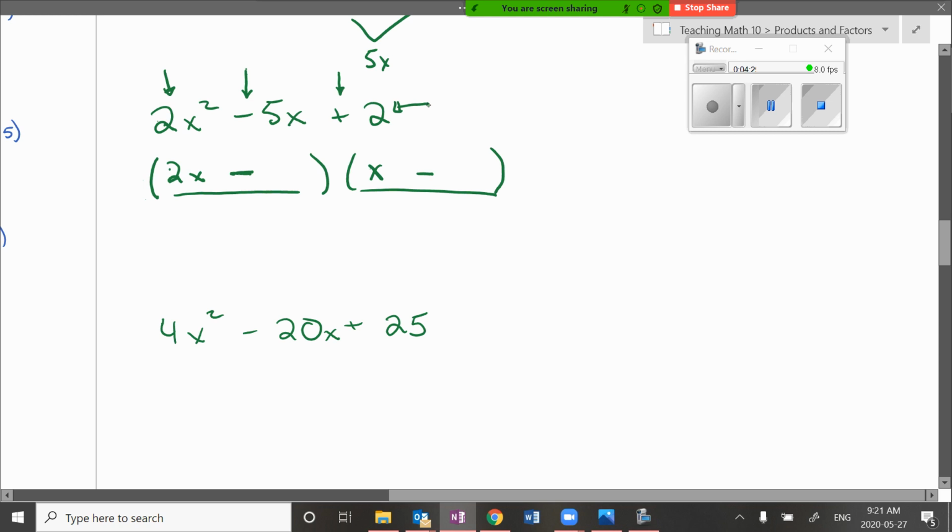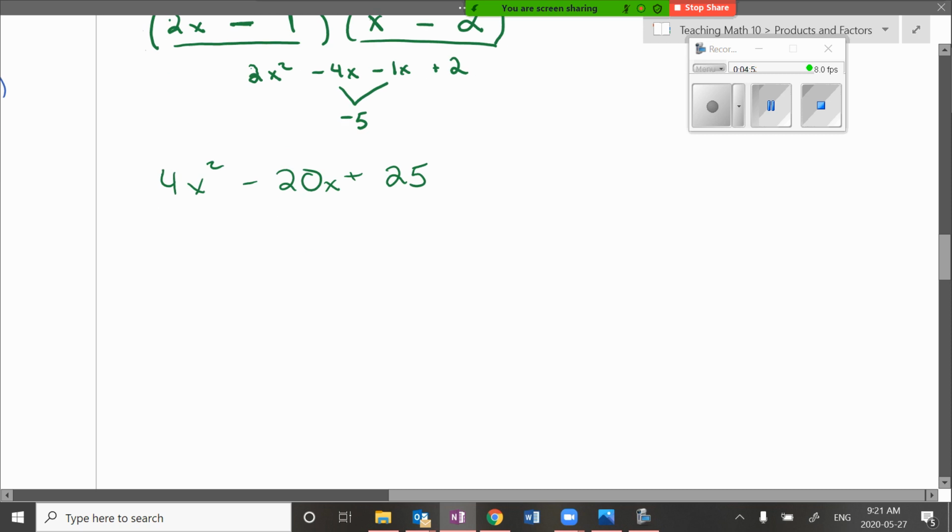So now I have to think about the ways to get that. Well, I have to get up to 5x's. So I probably want to go 2 times 2 and have a 1 here. So now let's do FOIL. So first I get my 2x squared. Outer, I get minus 4x. Inner, minus 1x. Last, I get my 2. Minus 4 and minus 1 gives us that minus 5.